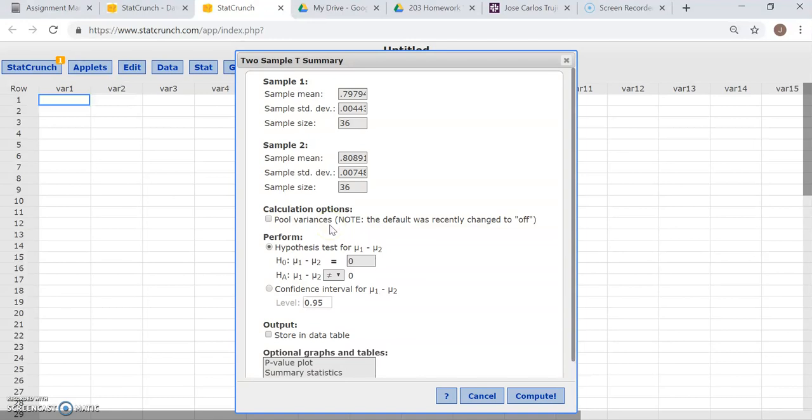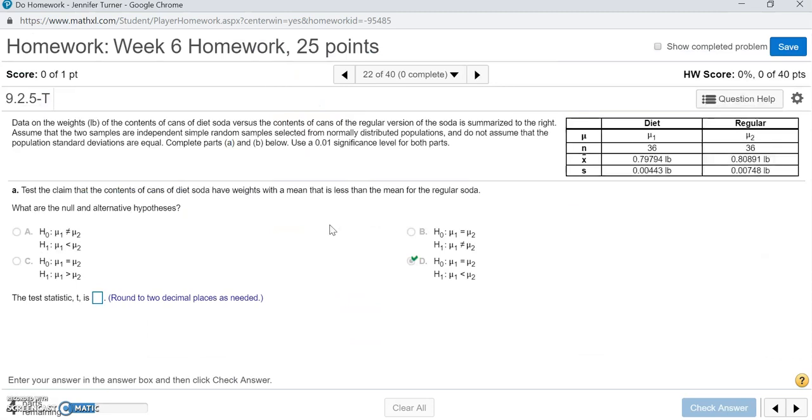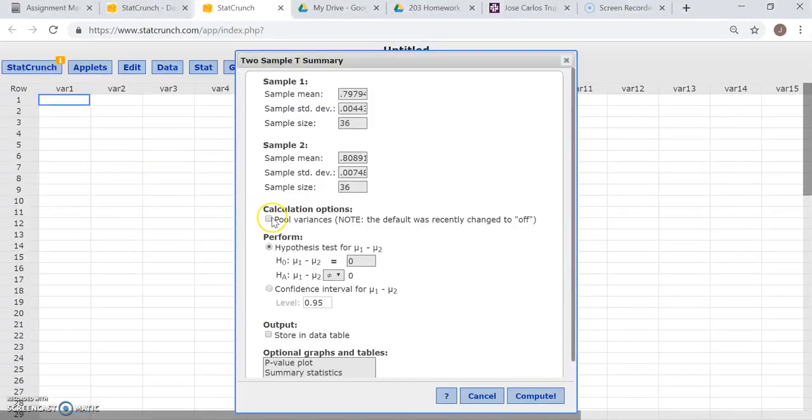The only time you're really going to pool the variances is if you were told that the standard deviations from the two populations are assumed to be equal. However, in this case, remember they told us specifically, do not assume the population standard deviations are equal. So we are not going to check this box.